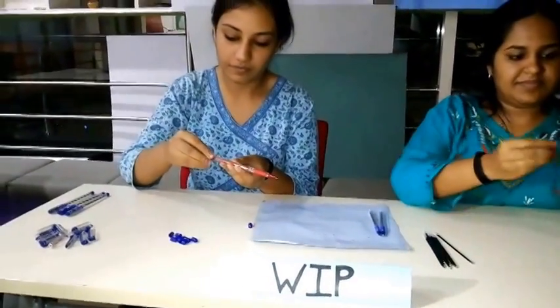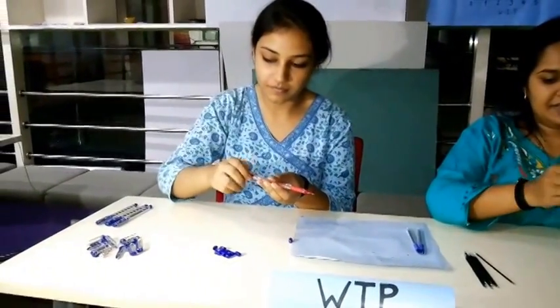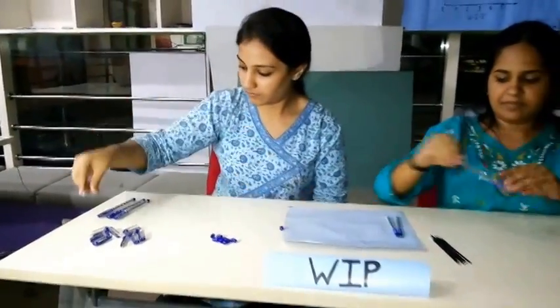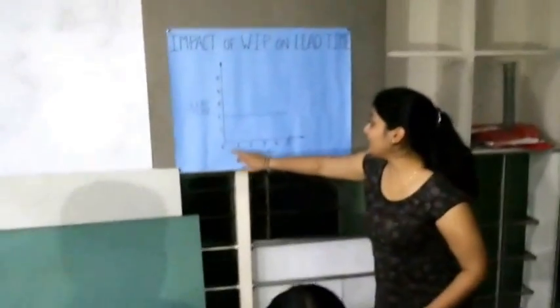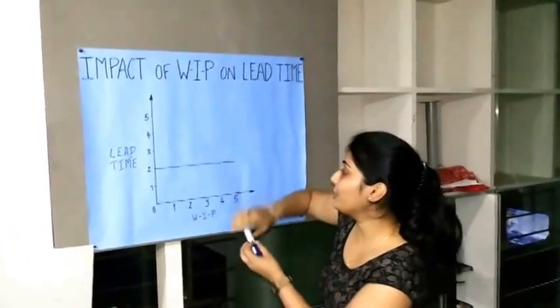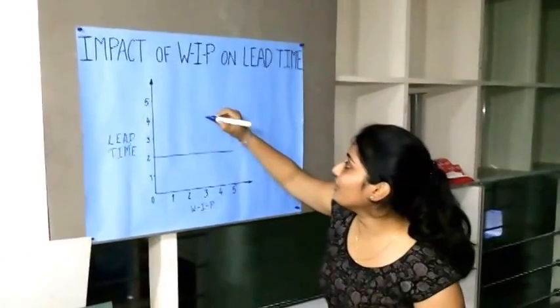And now the red pen has got picked up, but it is being worked on and it is finally being placed down as a completed product. Fourth unit of time has completed. Now we see that in order to complete 3 units of WIP, we need about 4 units of time, which is over here.